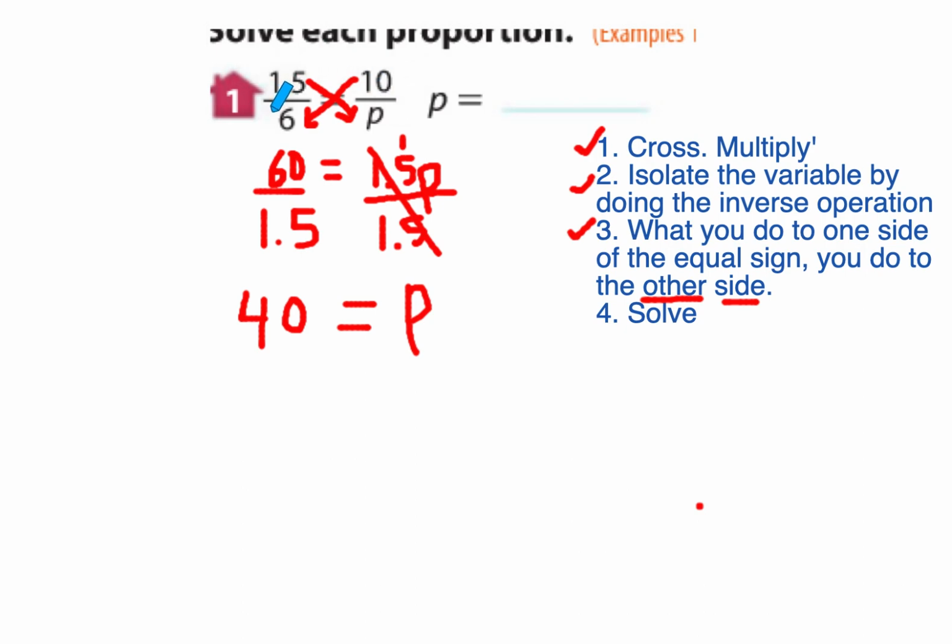It is literally creating equivalent fractions. We have information here. You can then find out what's missing on the second fraction.